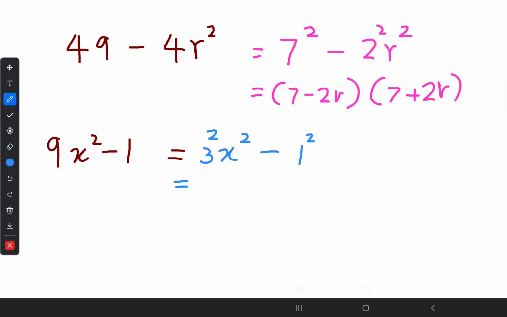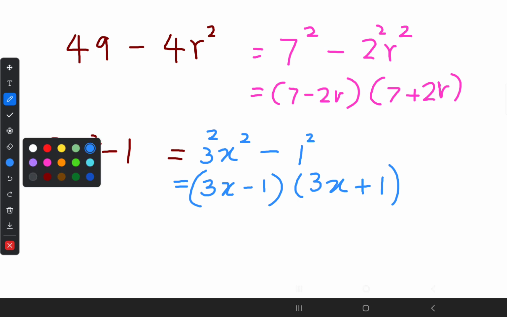Look at this. On both sides we have square values. In between we have a negative. So it would be 3x minus 1, a factor. The next factor would be 3x plus 1. These are the types of questions.